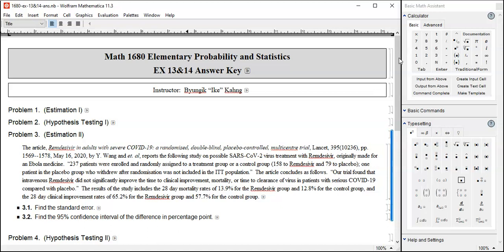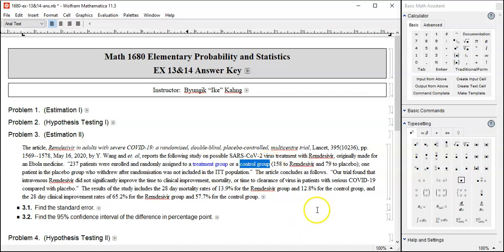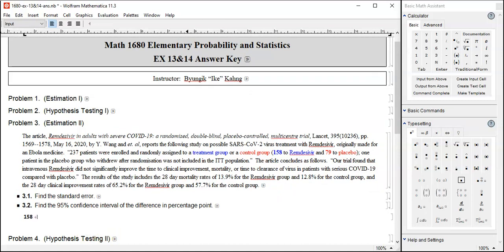237 patients were enrolled and randomly assigned to a treatment group, those who received medicine, or a control group, those who received fake medicine, placebo. 158 to the treatment group with remdesivir, and 79 people to the placebo group. Do they add up to 237? 158 plus 79, 237, yes, that's right.